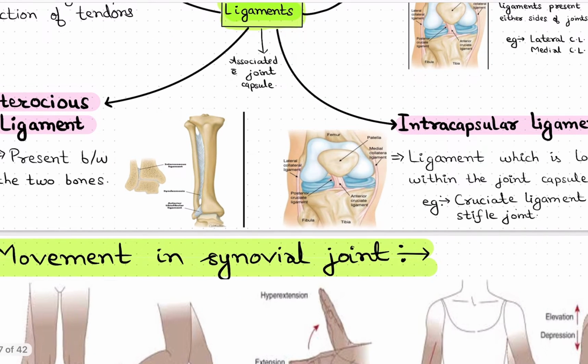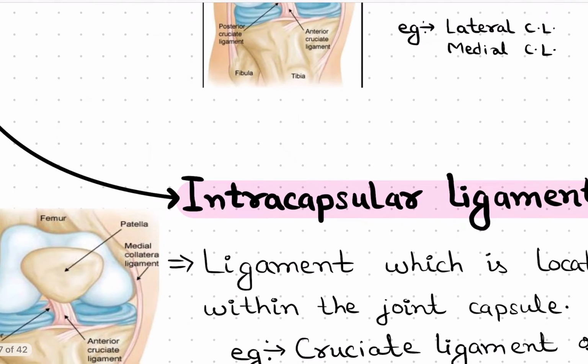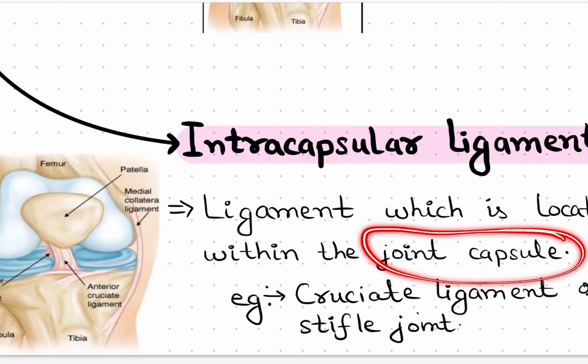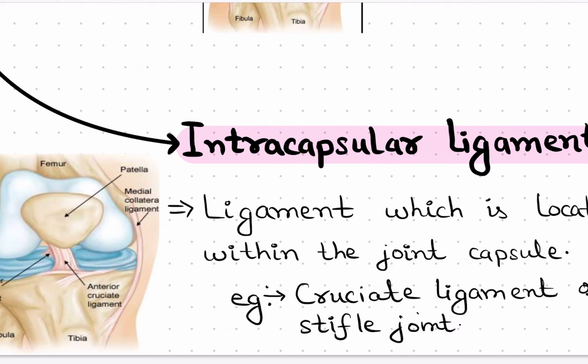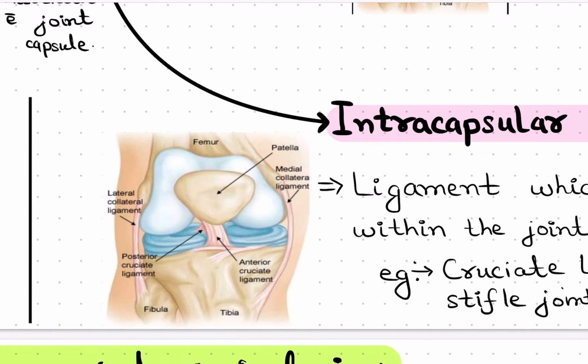Now let us move further to intracapsular ligament. What is this intracapsular ligament? It is a ligament which is located within the joint capsule. Inside the joint capsule, the ligament present is known as intracapsular ligament, like cruciate ligament of Stifle joint. Like this is Stifle joint, knee joint. So you can see here is patella. This is the anterior cruciate ligament. It is inside the joint capsule.